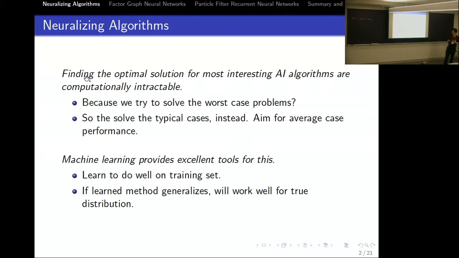I want to argue that machine learning provides excellent tools for doing that, because that's how we do machine learning. We get a training set, which in this case will be a set of problems that we want to solve. And then we learn. If we do well on the training set, then generalization theory would tell us we will do well on average on the real data distribution. So I want to suggest that machine learning is maybe one way to get around the fact that most AI problems are computationally intractable in the worst case.